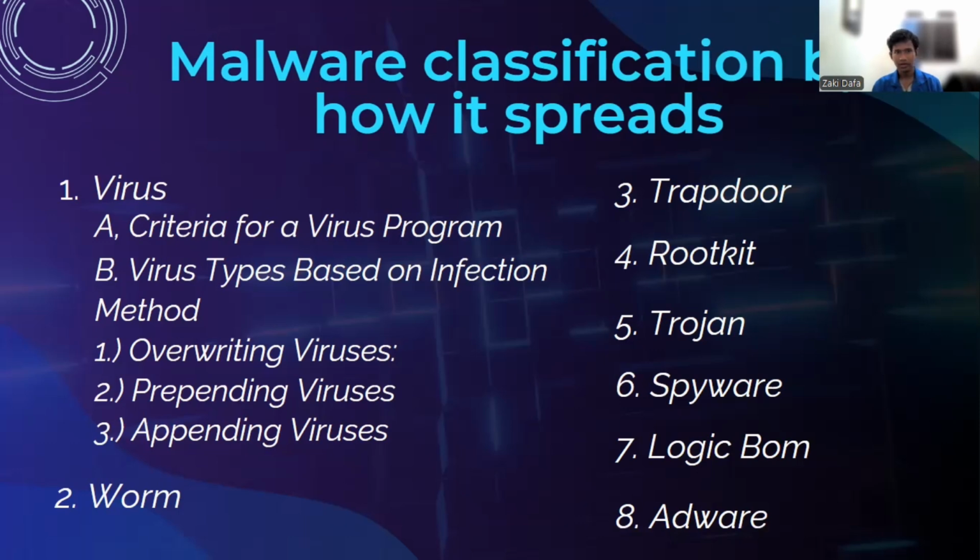Next, we have a Trojan. A Trojan horse, or we can call it Trojan, is a parasitic, non-replicating type of malware that disguises itself as a legitimate, harmless program, taking its characteristic from the Greek myth.